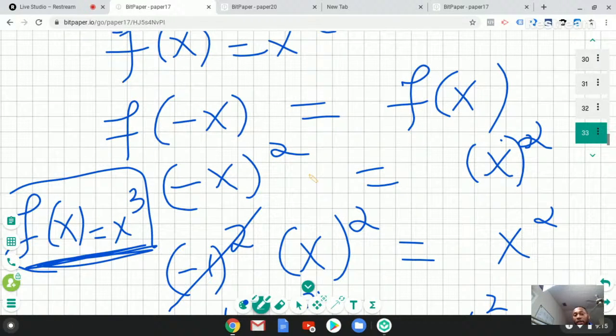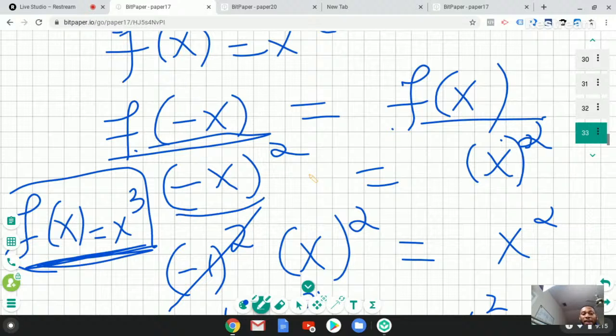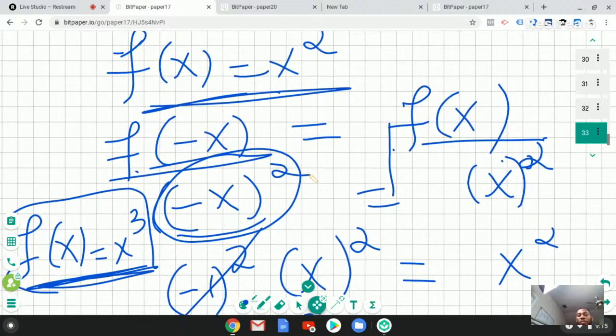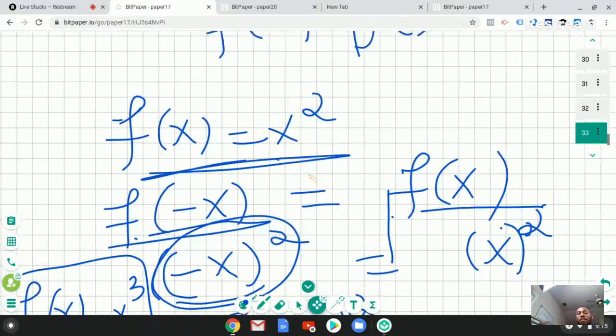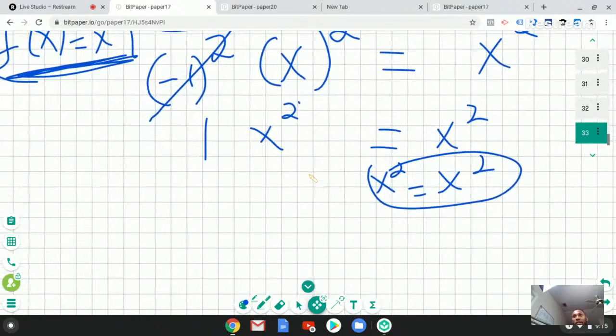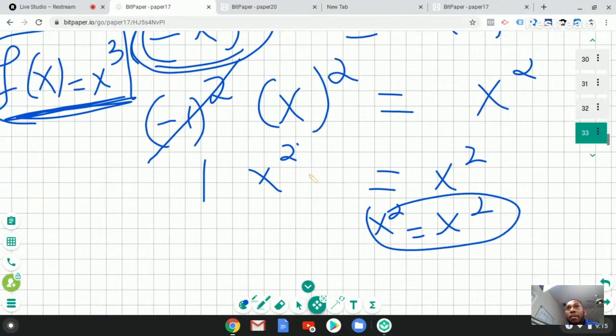So what I did is I started with, okay, does f of negative x equal f of x? So I evaluate f of negative x. Because I defined f of x equal to x squared, that means f of negative x would be negative x squared. Now, what does that give you? You factor out the negative 1, and then you see that f of negative x and f of x are the same. So that's how I would prove that.